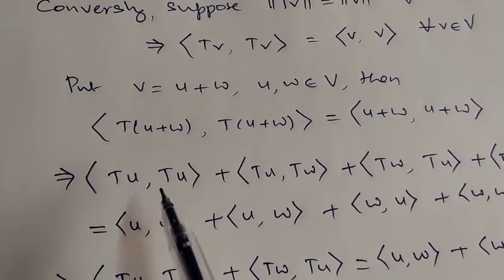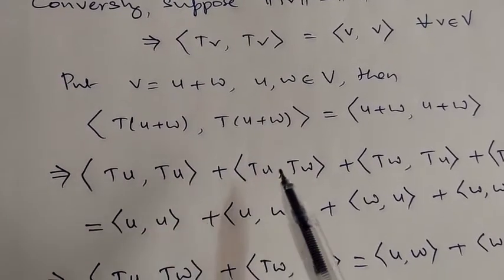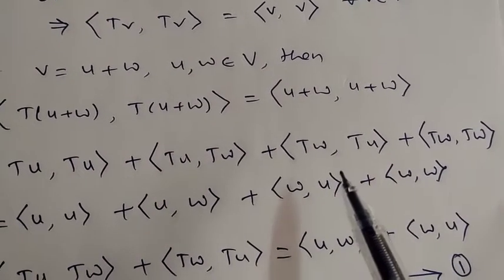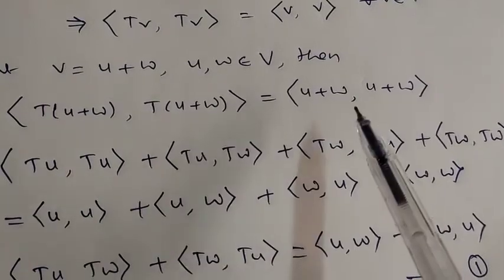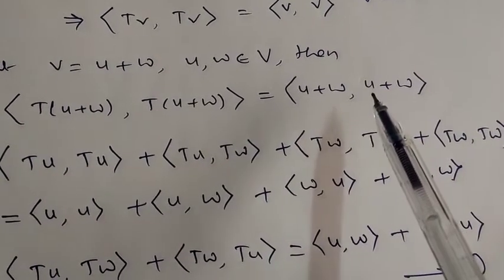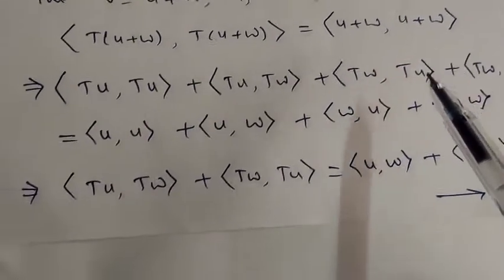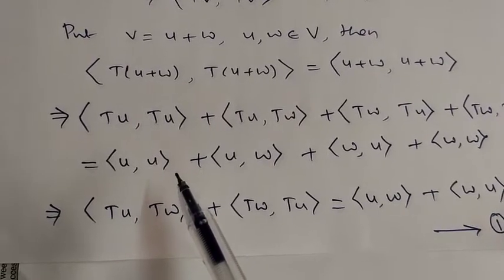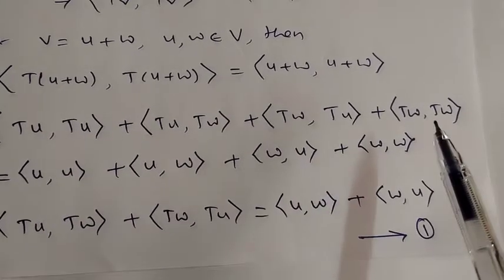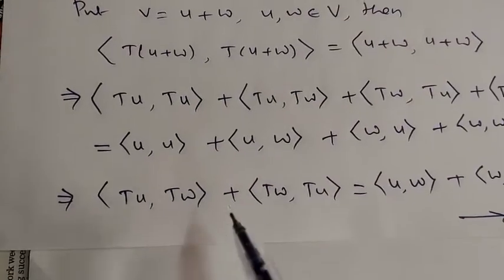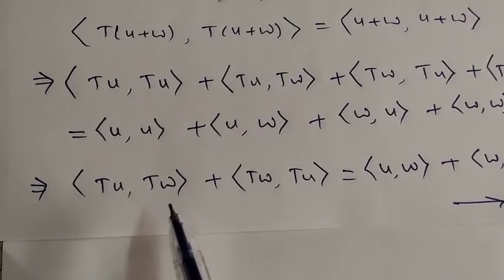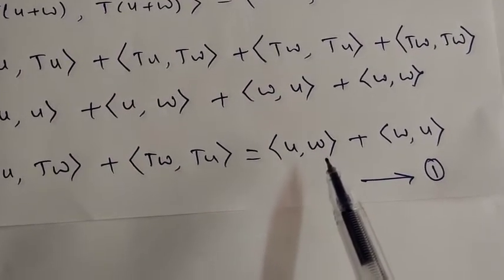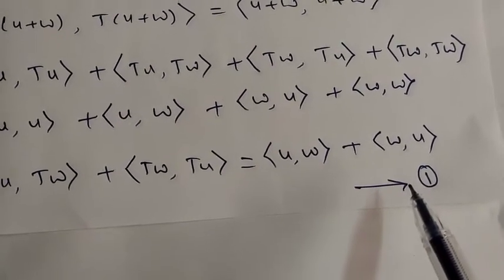This gives inner product of T(u), T(u) plus T(u), T(w) plus T(w), T(u) plus T(w), T(w) is equal to inner product of u, u plus u, w plus the inner product of w, u plus inner product of w, w. So now T(u), T(u) is u, u, therefore these two get cancelled. T(w), T(w) is w, w, these two get cancelled. So the remaining terms are inner product of T(u), T(w) plus T(w), T(u) is equal to inner product of u, w plus w, u. Call this number 1.